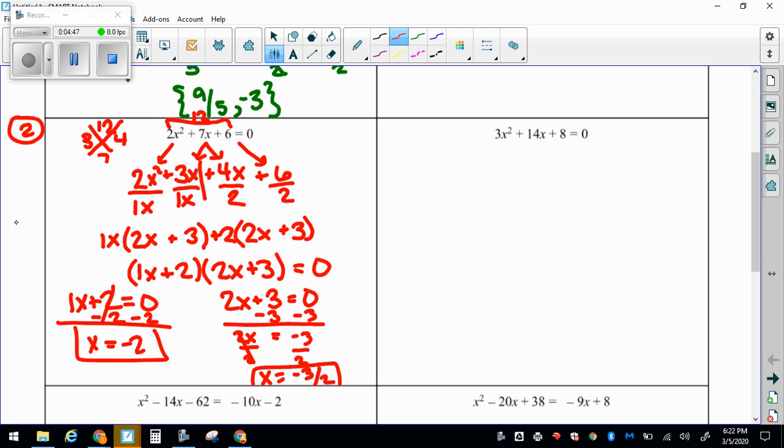So somewhere where I have room, I'm going to draw my squiggle brackets. Negative 2 and negative 3 over 2 are my answers. And now go ahead and try the one over here on the left.